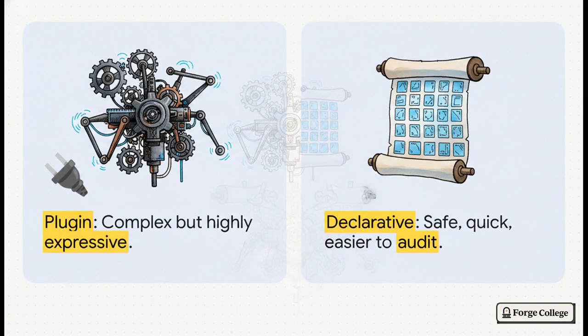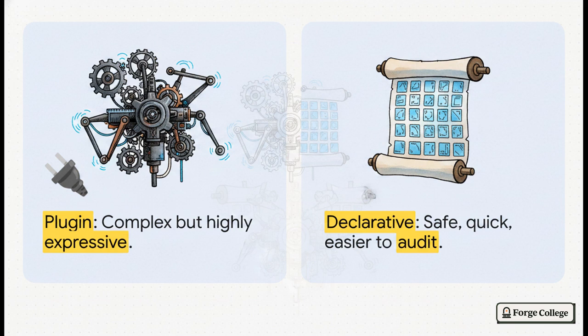Now, as part of that upgrade, you have to make a fundamental choice about extensibility. Basically, how are you going to add new rules to your growing factory? Well, you could use plugin-based policies. These are highly expressive, they let you do almost anything you can imagine in code, but they are incredibly complex and they heavily increase your smart contract's attack surface.